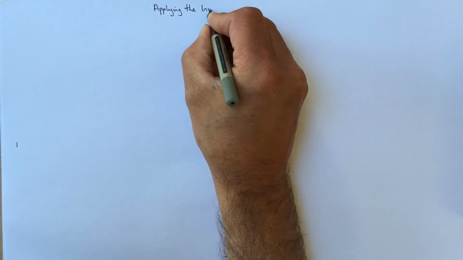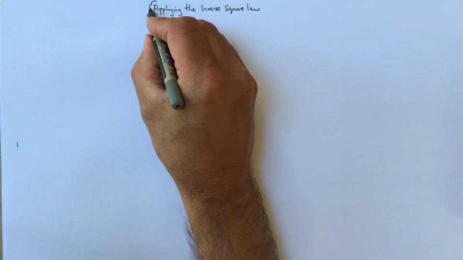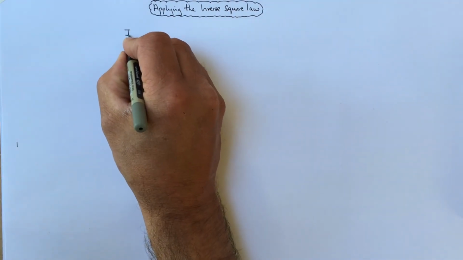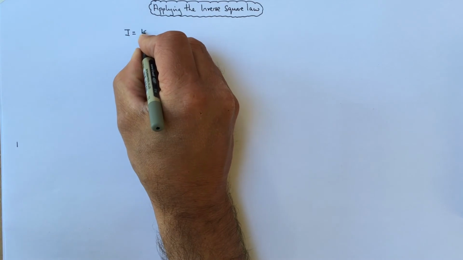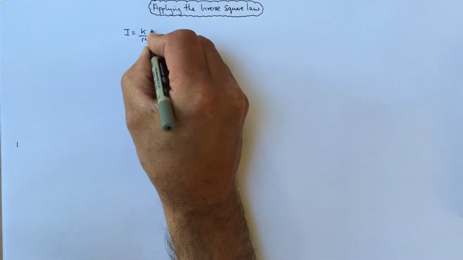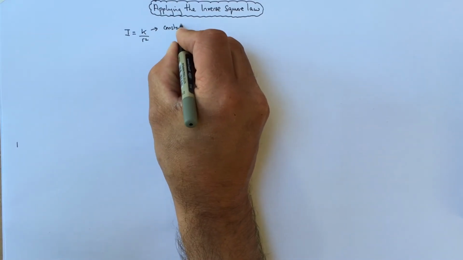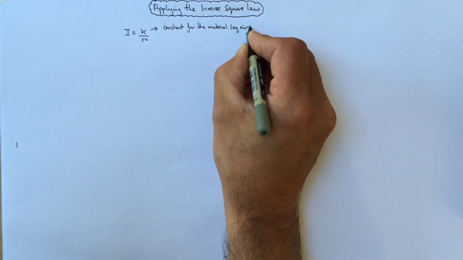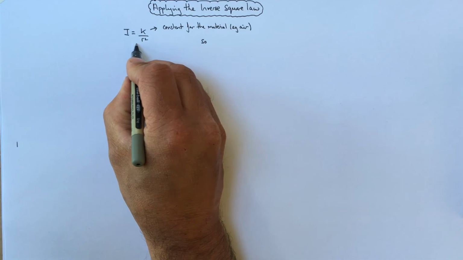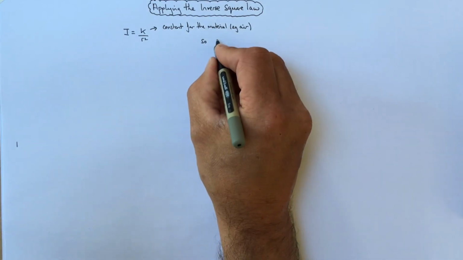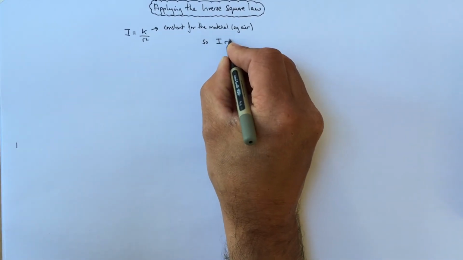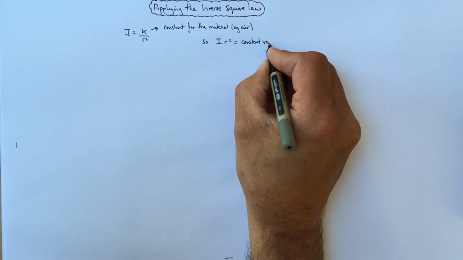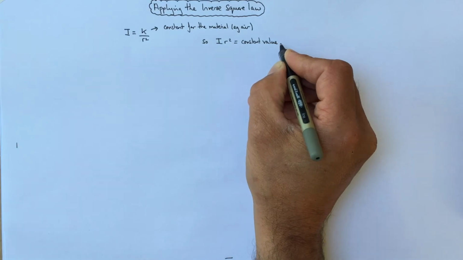So how do we apply the inverse square law to more complicated problems? So intensity I is equal to K, which is a constant, over R squared. The constant depends on the material you're travelling through and also the power of the source of radiation. So if we take R squared to the other side, we have that I times R squared is a constant value, and that's the same all the time.